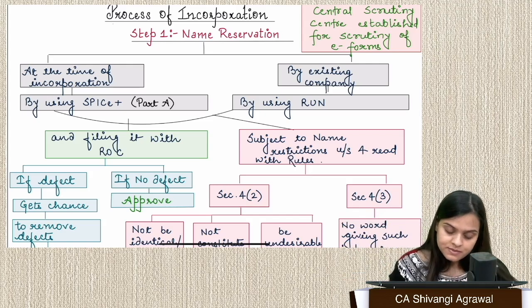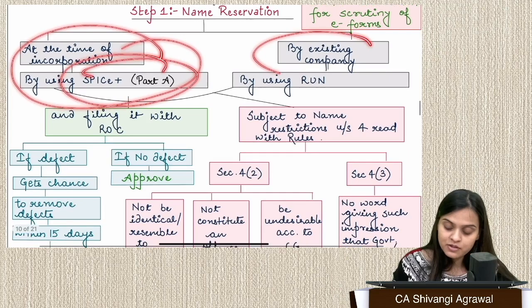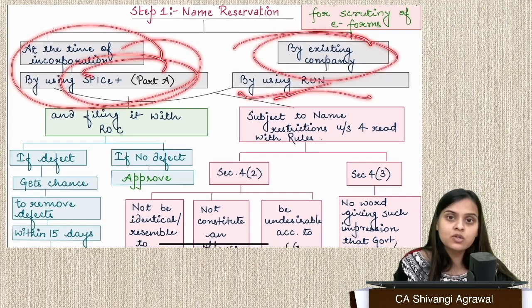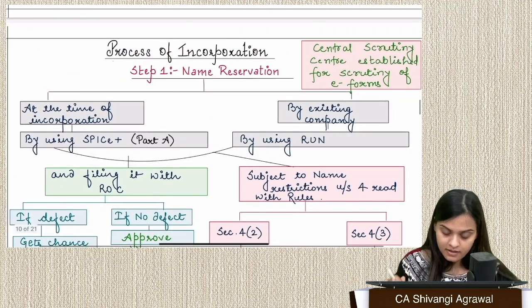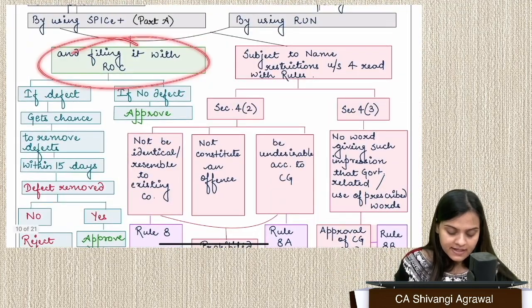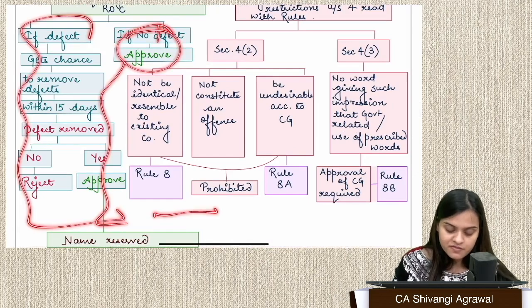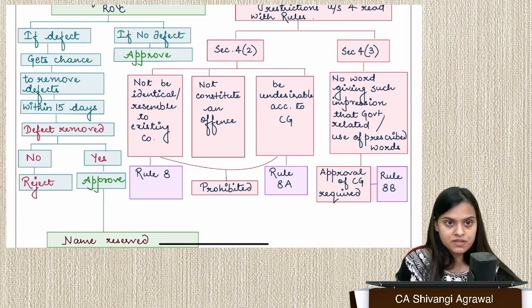Fine. So the first step is name reservation. If you are a new company, you will use Spice Plus. If you are an existing company and want to change your name, then you will use the web service RUN. Right. Okay. Now, you'll file it with ROC. If there is no defect, they'll approve it and they will reserve your name. If there is a defect, they will give you a chance to rectify the same within 15 days.